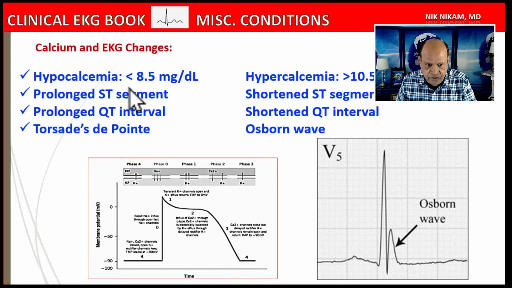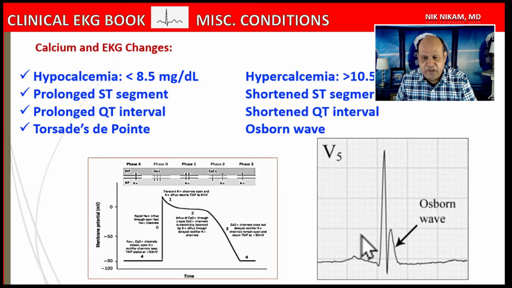Whenever there is a decrease in calcium, there is prolongation of the ST segment related to prolongation of the action potential. On the other hand, hypercalcemia is characterized by a calcium level of 10.5 milligrams per deciliter. It is characterized by shortening of the ST segment and also shortening of the QT interval, resulting in a classic Osborn sign. Osborn sign, there should be an N here, apologize for the typo.